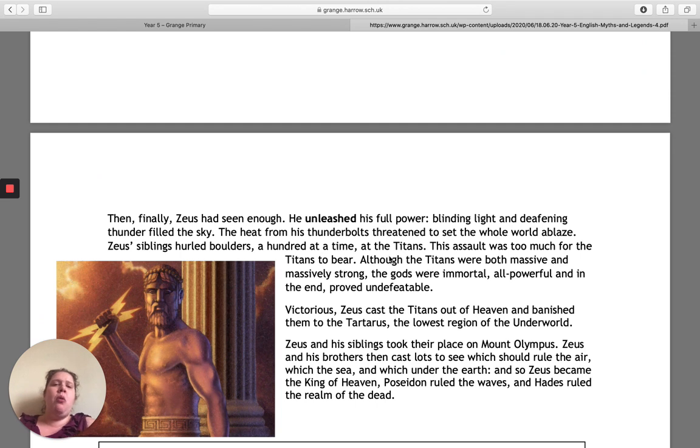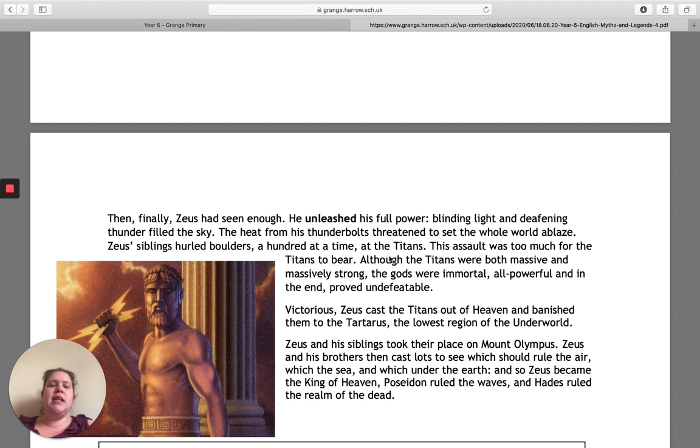He unleashed his full power, blinding light and deafening thunder filling the sky. The heat from his thunderbolts threatened to set the whole world ablaze. Zeus's siblings hurled boulders 100 at a time at the Titans. This assault was too much for the Titans to bear. Although the Titans were both massive and massively strong, the gods were immortal, all-powerful, and in the end proved undefeatable. Victorious Zeus cast the Titans out of heaven and banished them to the Tartarus, the lowest region of the underworld. Zeus and his siblings took their place on Mount Olympus.